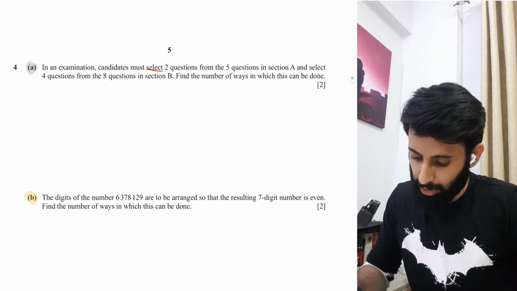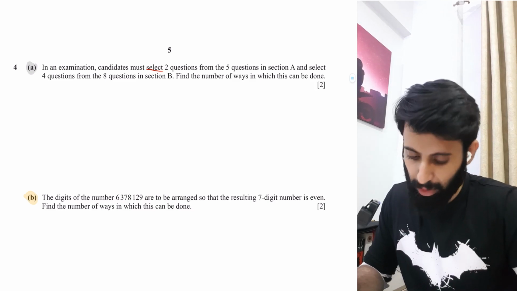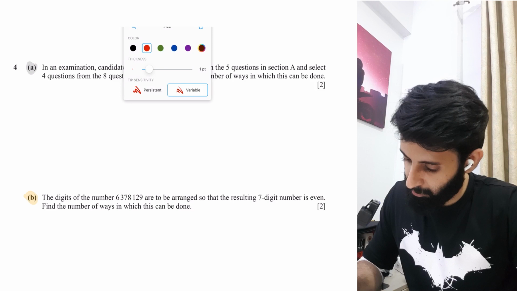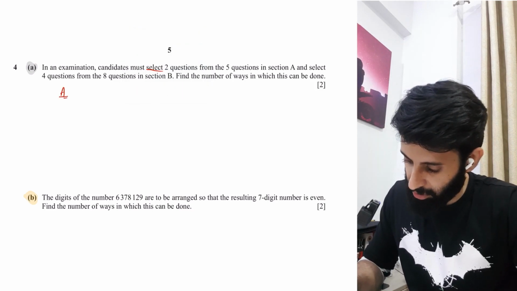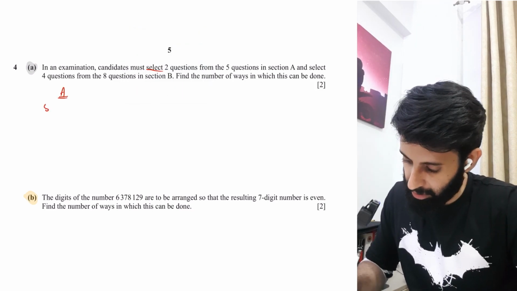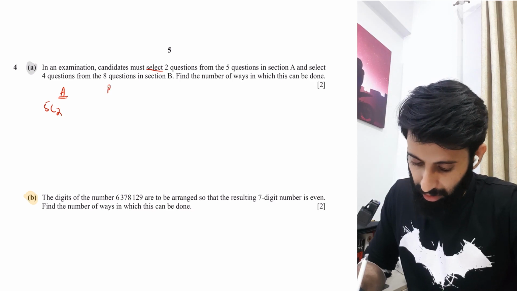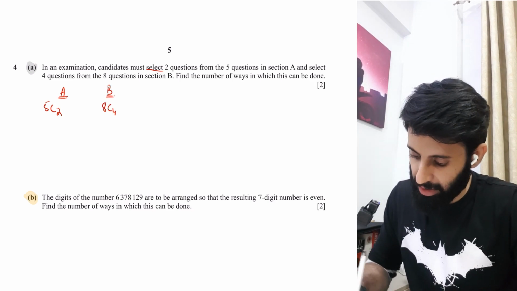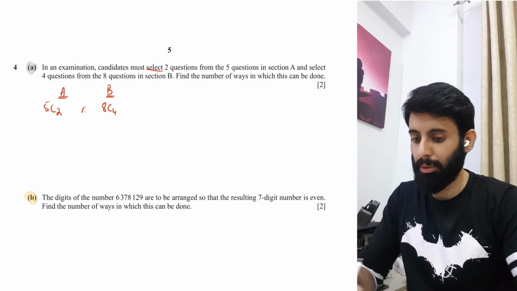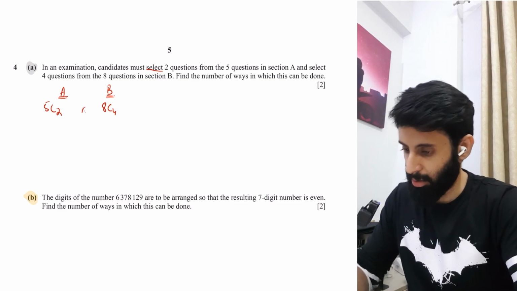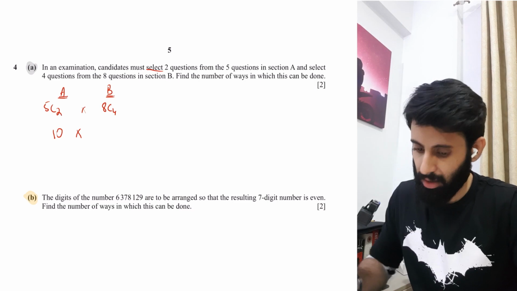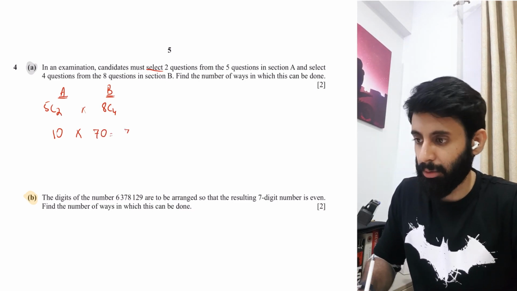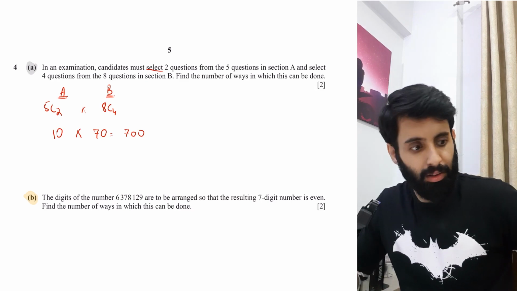So you've got to select how many? You've got to select 2 out of 5 from section A, so that means 5C2. And then for section B, I've got to select 4 out of 8, so that means 8C4. Now let's work this out. 5C2 is 10, times 8C4, which is 70, and that is equal to 700, which is the correct answer.